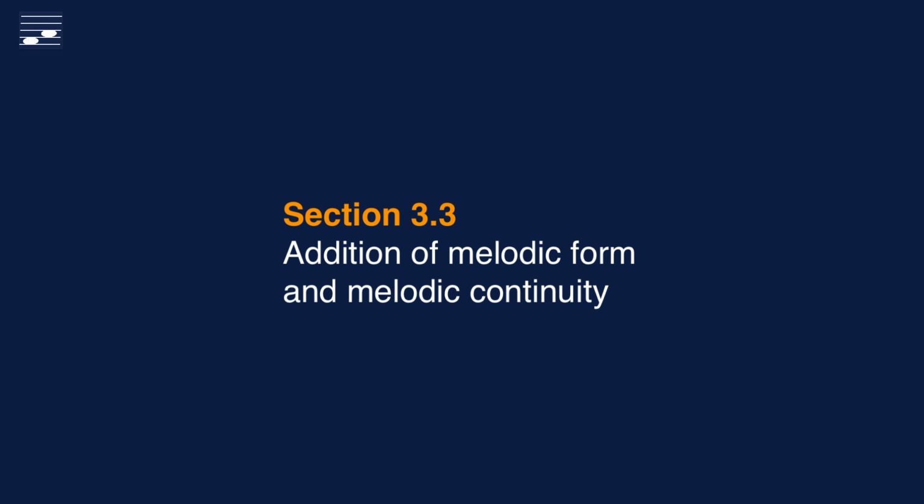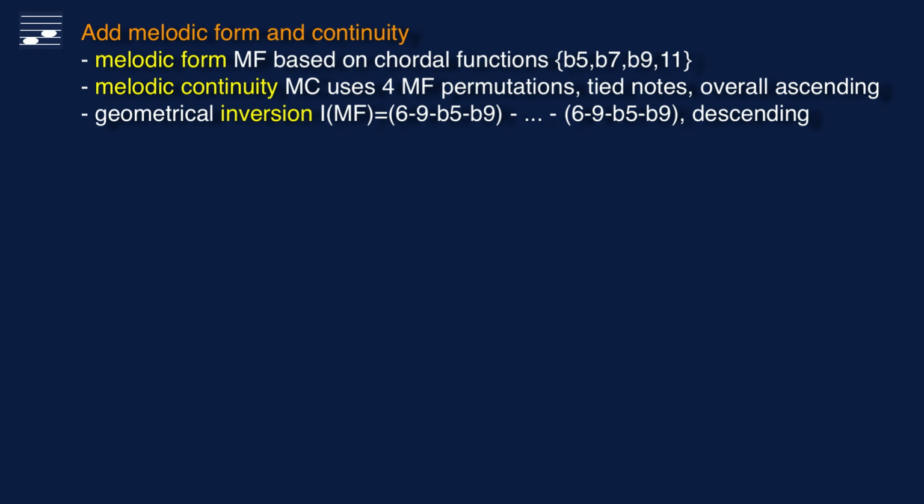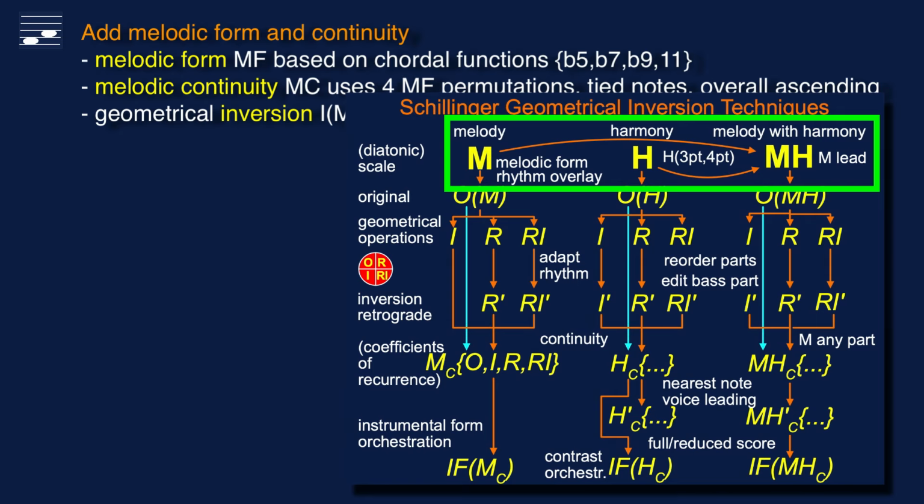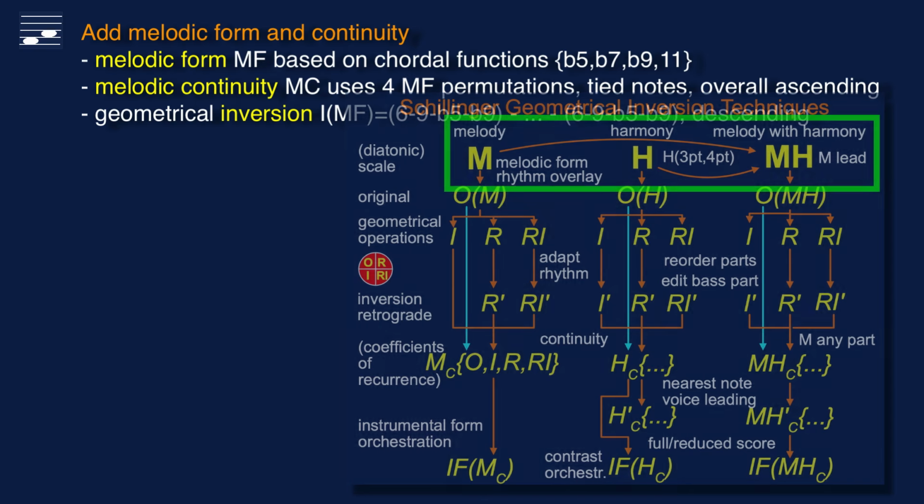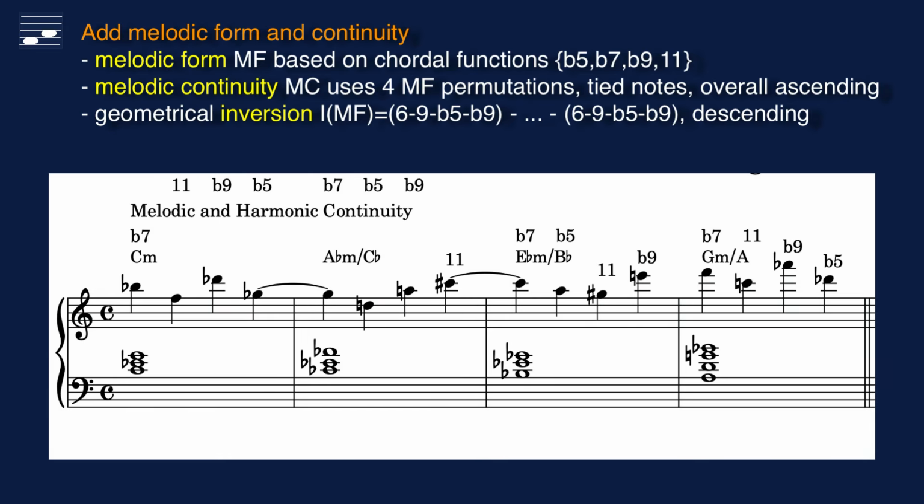Now we focus on the melody domain, where a continuity is created from a basic melodic form. We are back at the top in the overview diagram. Let's add a motif, a melodic form as lead part. This is based on dissonant extended chordal functions, flat 5, flat 7, flat 9 and 11.